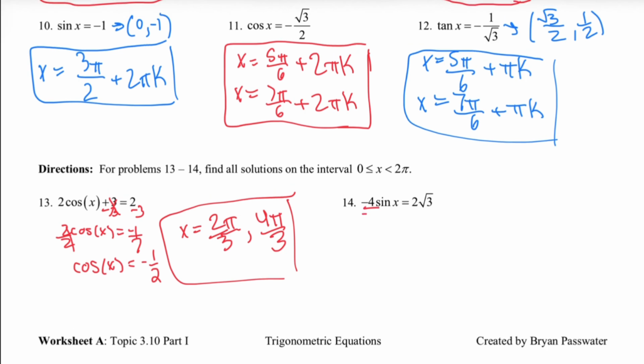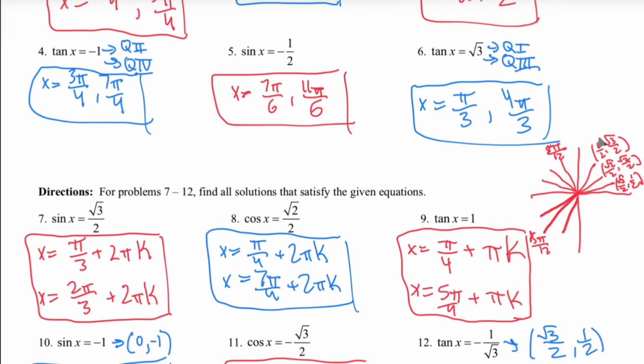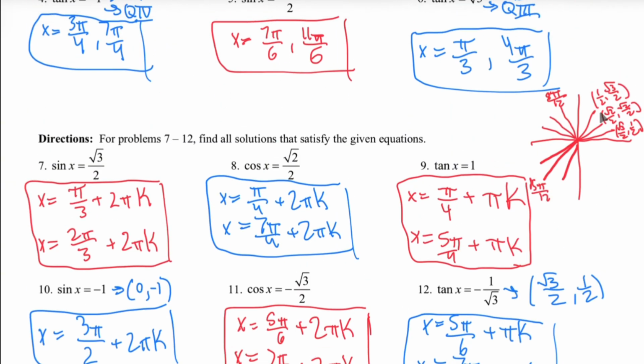Now 14, isolate that. So we can divide that, 2 divided by 4 takes away the 2, and this becomes a 2, so make sure it's still negative. Alright, so where does sine have square root of 3 over 2? That would be the denominators of 3. And where is sine negative? Negative in quadrant 3 and quadrant 4.